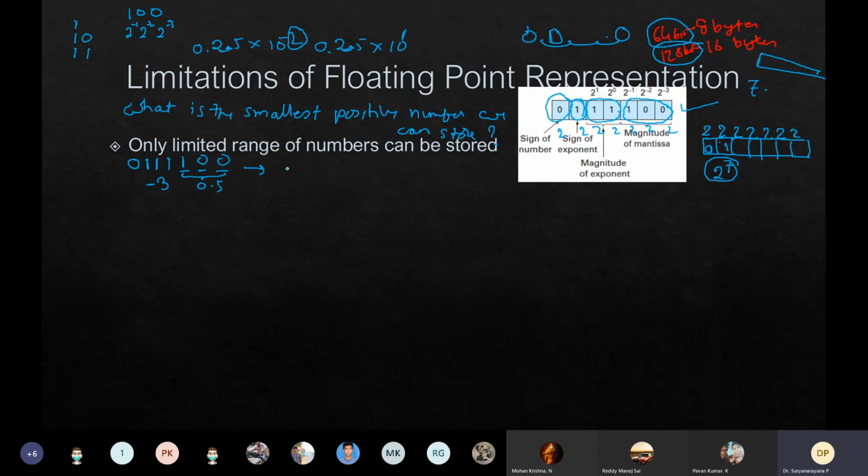So the number in the decimal system is mantissa times the base, which is 2, not 10, raised to -3. This is basically 0.5 divided by 8. You'll get 0.0625. So in this system, if you have 7 bits, you cannot store any number less than 0.0625.